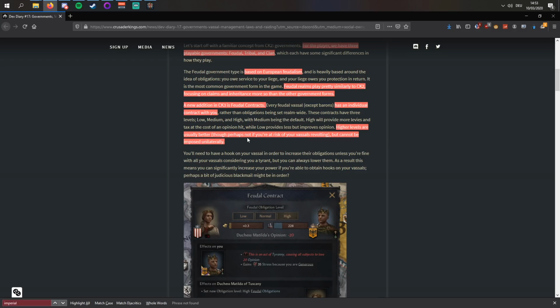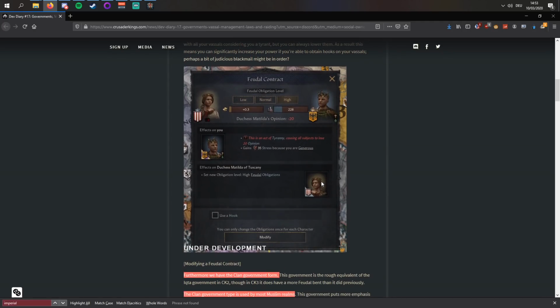High levels are usually better, though perhaps not if you're at risk of your vassals revolting, but cannot be imposed unilaterally. A new addition, right, all of this is already done. So the way I see it, this is very cool. It makes vassals more important because you can take an individual and a regional approach.